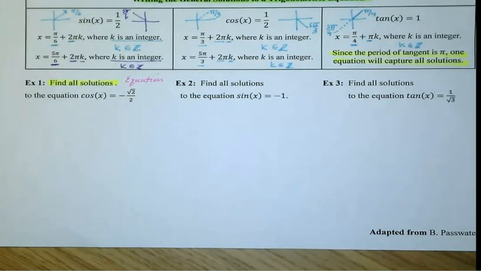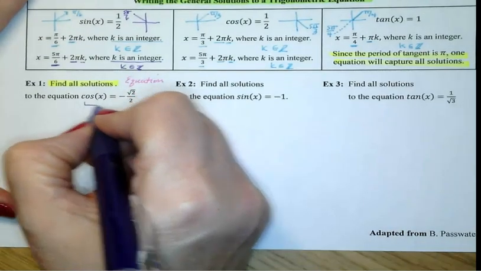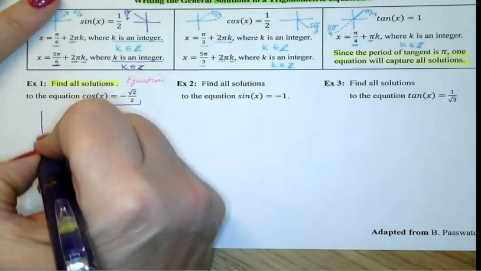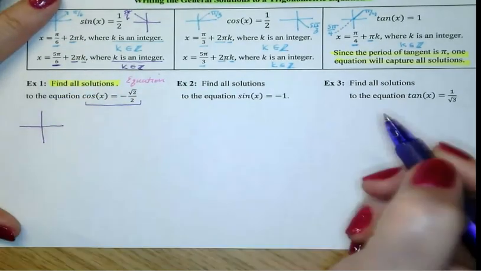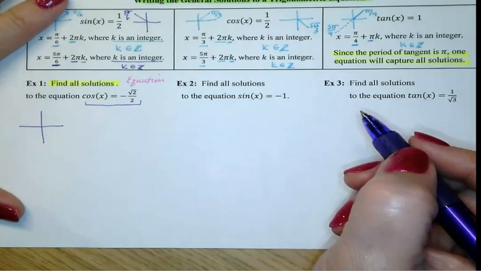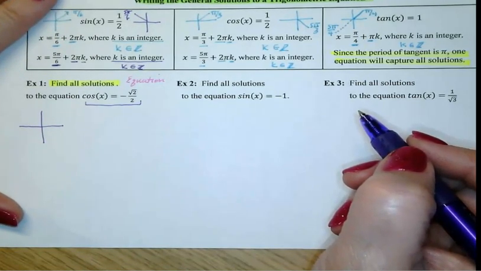So then the next thing we're looking at is what equation or what values are we talking about? And we are talking about the cosine of x equaling negative root 2 over 2. So the first thing in my work is going to be a quick sketch of where these angles might be. So where would I find angles that have a cosine value of negative root 2 over 2?